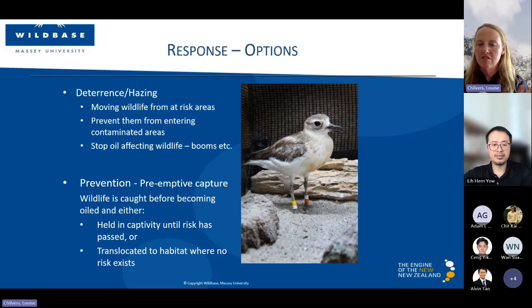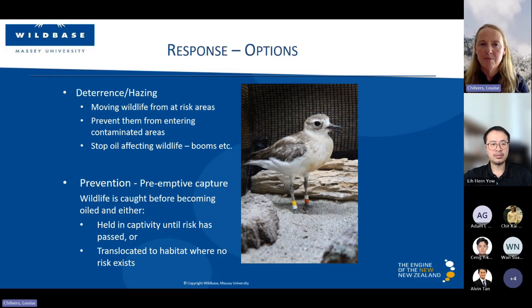So unlike deterrence or hazing, where you're making the animals move naturally, or under their own steam at least, here you are capturing them and taking them somewhere else, or holding them in captivity until the risk has passed. And that photo is a photo of a New Zealand dotterel, and during the MV Rena, so New Zealand's last major oil spill, we captured and held 60 of these birds until the risk had passed, because they're such tiny little birds. If they were oiled, pretty much they are straight away under severe risk of dying.